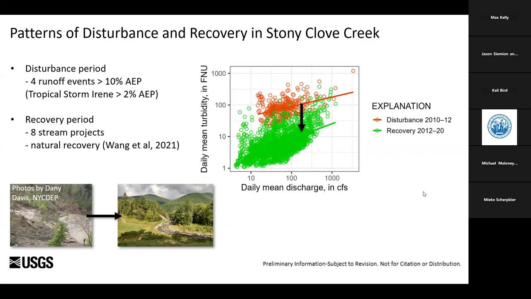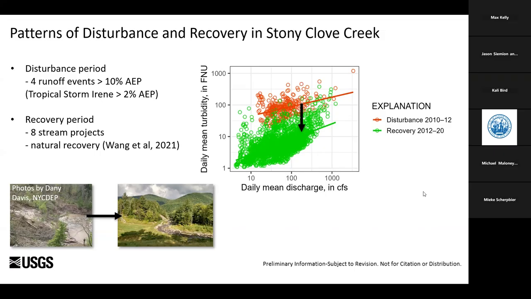A bunch of these are going to have the same plot, so I'll just take a second to describe this. We're looking at daily mean turbidity as a function of the daily mean discharge. The green points on all these slides will be recovery periods. The red points will represent disturbance periods. And what we really want to get out of these plots is the change in that relation between turbidity and discharge between the periods.